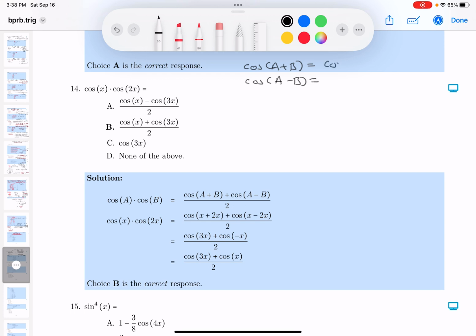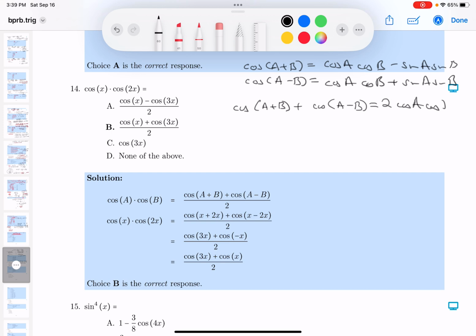What's it going to be? Cosine A, cosine B, minus sine A, sine B. What do you get over here? Cosine A, cosine B, plus sine A, sine B. Well, if you add those two together, what do you get? You get cosine A plus B plus cosine A minus B equals 2 cosine A cosine B.